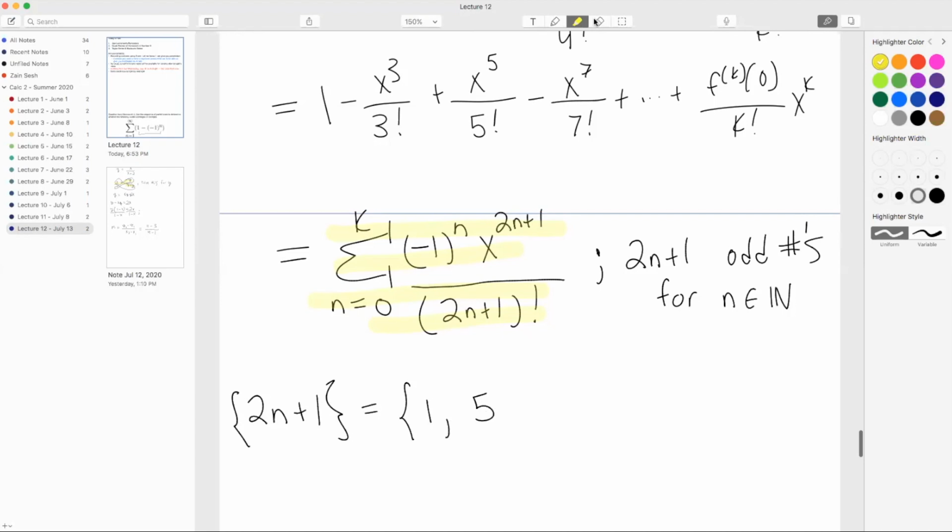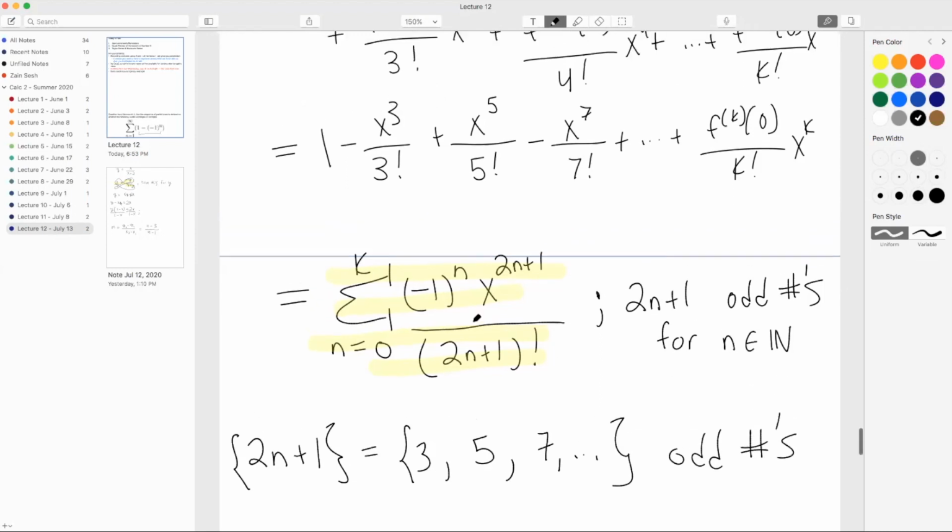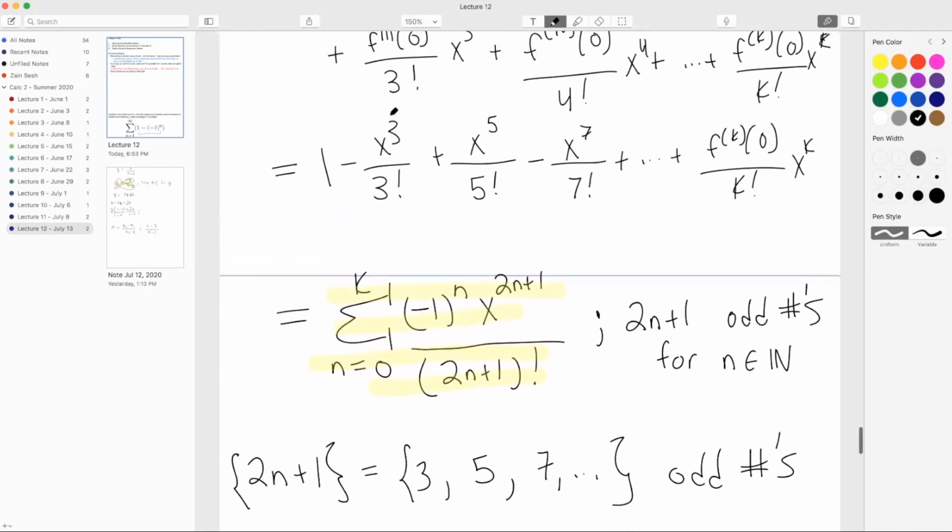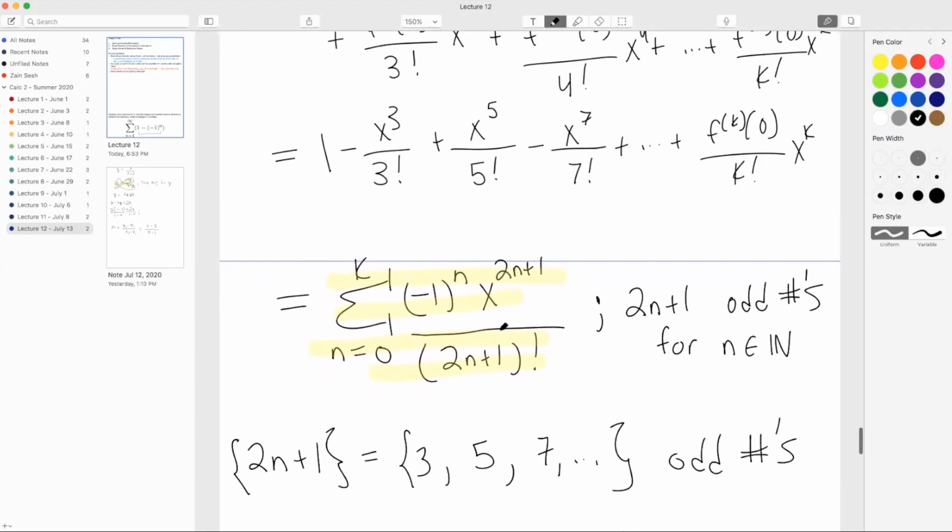Okay, when n is 1, I get 3. When n is 2, I get 5. When n is 3, I get 7, and so on. These are all the odd numbers, and if you look at p sub k up here, those are exactly the powers that are appearing. I'm getting odd number powers. So how do I encode that into sigma notation? I do x to the 2n plus 1 power.